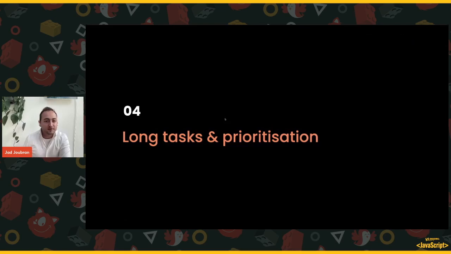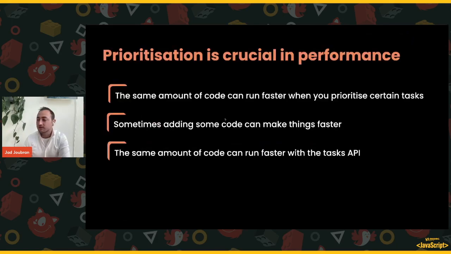And the last thing I want to talk about today is long tasks and prioritization. In performance, a lot of the work is really prioritization. It's sometimes a bit shocking to people, but the same amount of code can run faster when you prioritize certain tasks or have a more correct prioritization. So a lot of the time I'm really shuffling elements or shuffling scripts to get things to load faster.